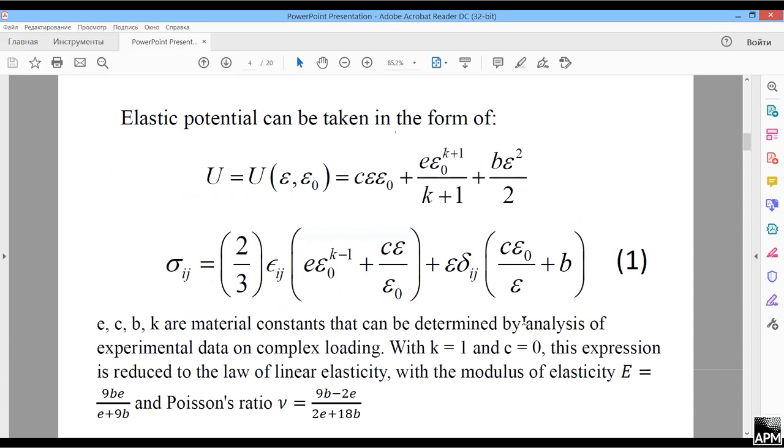And with certain material parameters, our model must be equal to the model of linear elasticity. After study of some sets of experimental data on various types of rocks and various types of concrete, we considered using such a type of constitutive equation. Here we can see the potential of this equation, and following it the constitutive equation. E, C, B, and K are material constants that can be determined by analysis of experimental data on complex loading. When K equals 1 and C equals 0, this expression is equal to the linear elasticity model.